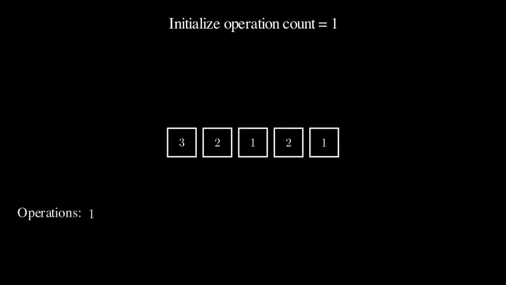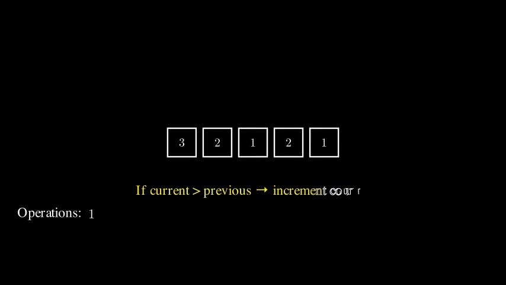The elegant solution is remarkably simple. Iterate through the array and count how many times a value is strictly greater than its predecessor. Start by initializing your operation count to 1 for the first element. Then, for each subsequent element, if it's greater than the previous element, increment the operation counter. If it's less than or equal, no increment is needed.